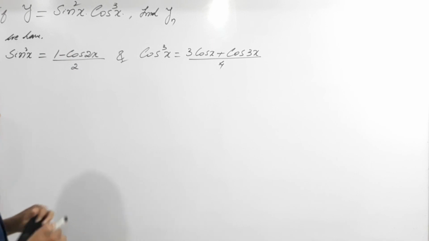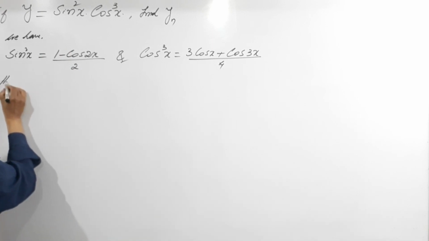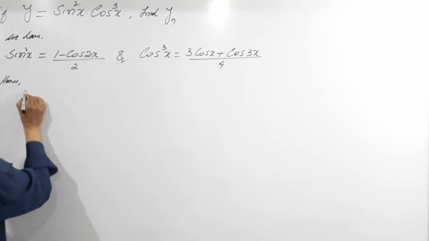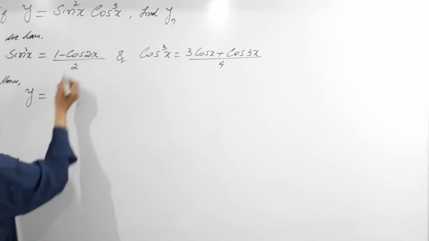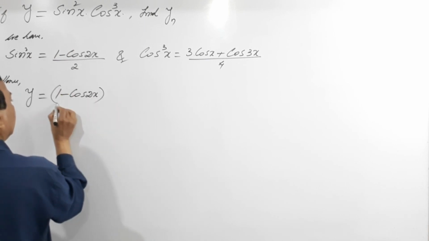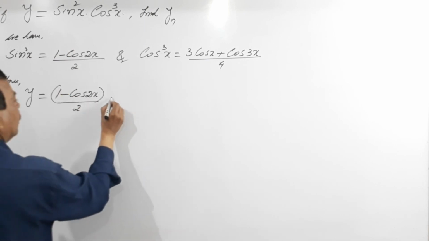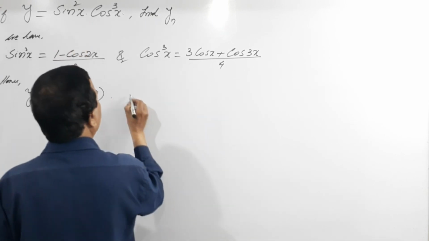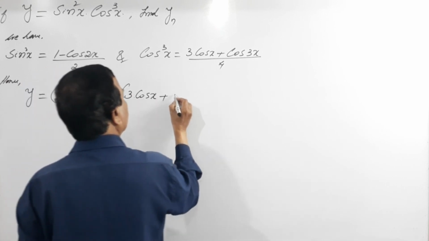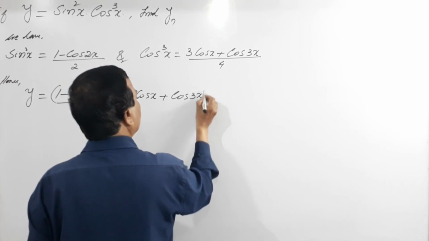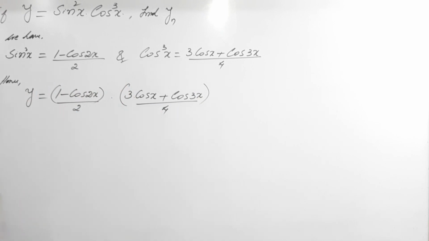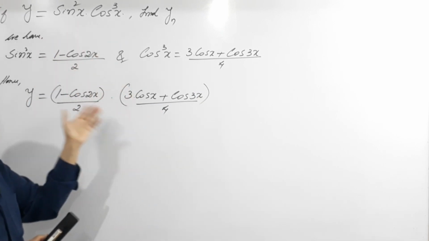So what happens to y now? Hence y equals, sin square becomes 1 minus cos 2x by 2, into what is cos cube? That is 3 cos x plus cos 3x by 4. So this is our y now. From a product I have brought it to a sum and difference.